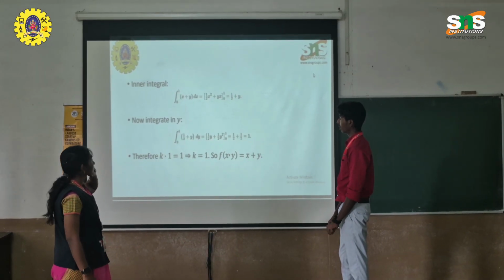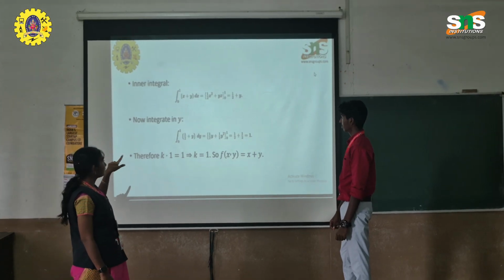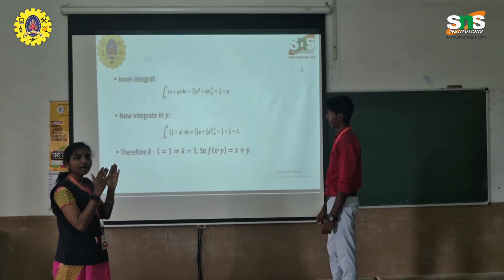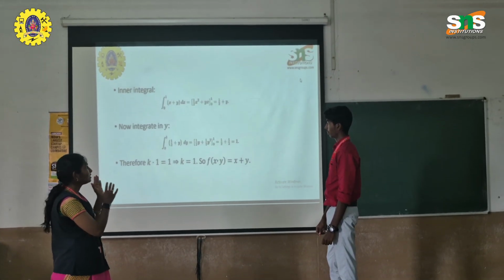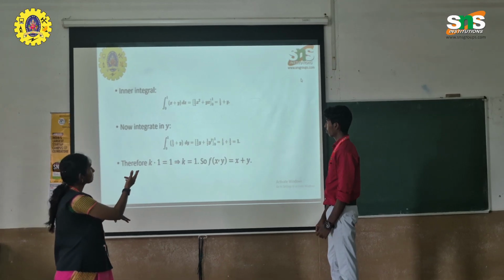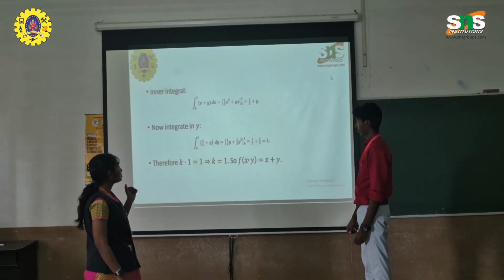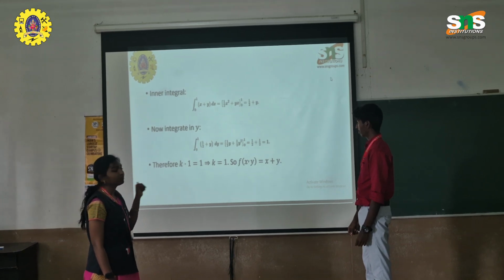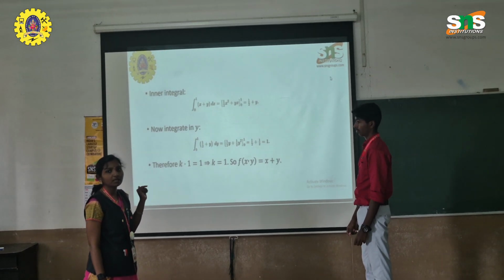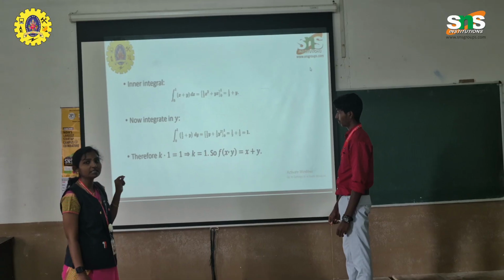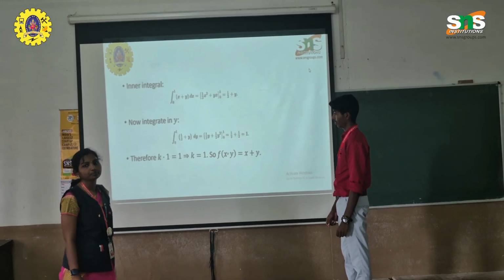Now integrating in y, taking the integral of y alone, its value will be 1. Therefore, k's value is 1. So the normalizing constant's value is 1, and f of x comma y, the joint density function, becomes x plus y alone.